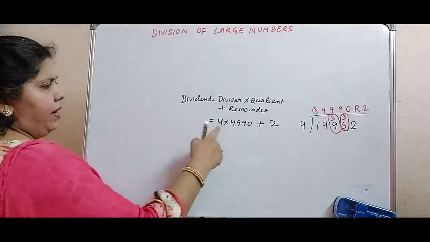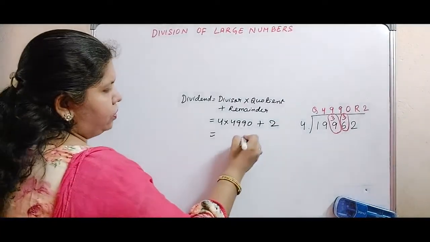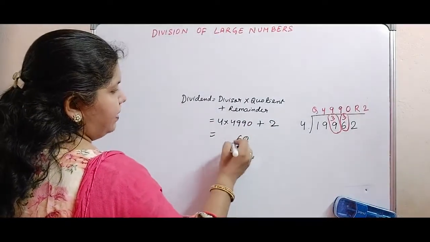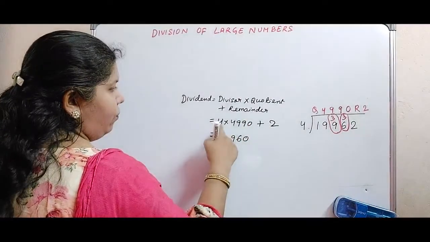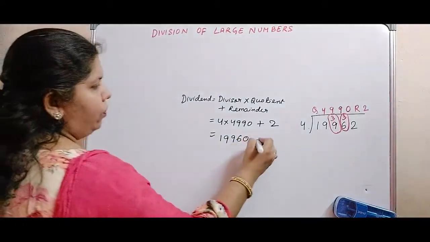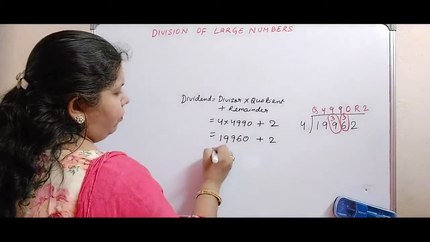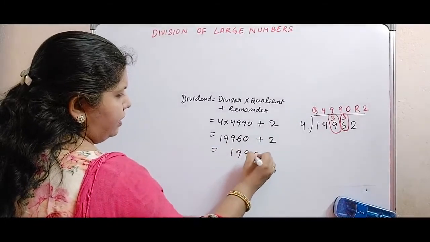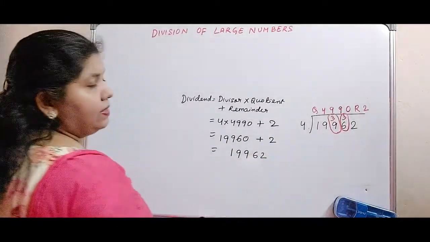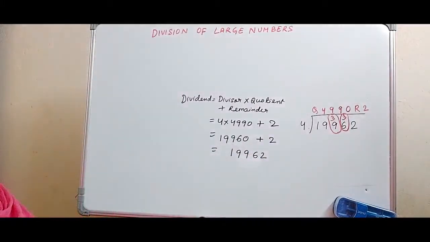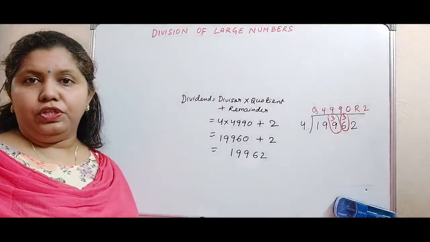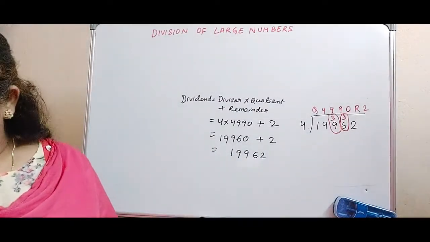Let us multiply 4 and 4990 first. 4 zeros are 0, 4 9s are 36, carry 3. 4 9s are 36 plus 3, 39, carry 3. 4 4s are 16 plus 3, 19. So 19960 you got, and now you add 2 to it. What will we get? 19962. So yes, the dividend we got here is the same as the dividend that was in the question. So our answer is matching and we have also checked our division. So this is very clear.